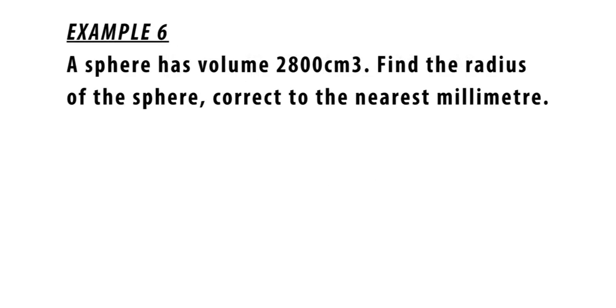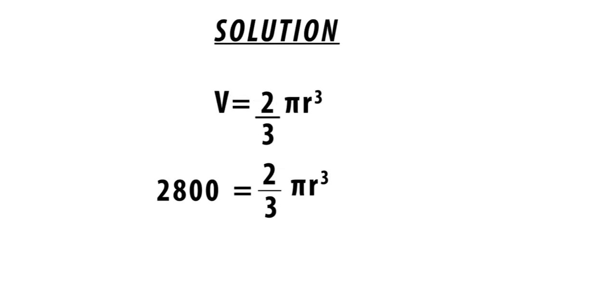A hemisphere has volume 2,800 centimeters cubed. Find the radius of the hemisphere, correct to the nearest millimeter. Now the solution. We need a formula for calculating the volume of a hemisphere, which is V equals 2 over 3 pi r cubed. We have been given the volume to be 2,800. So we do the appropriate substitutions, and we have 2,800 equals 2 divided by 3 pi r cubed.